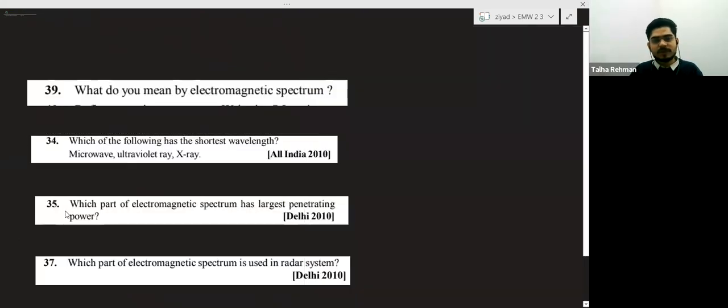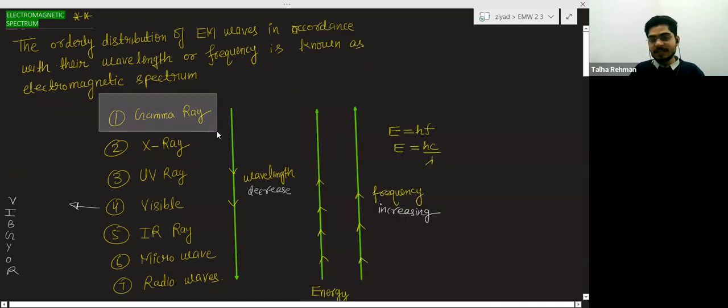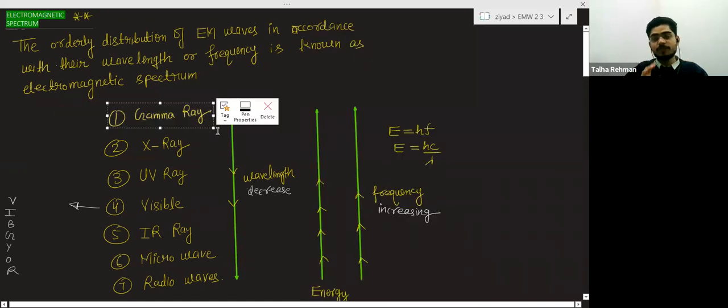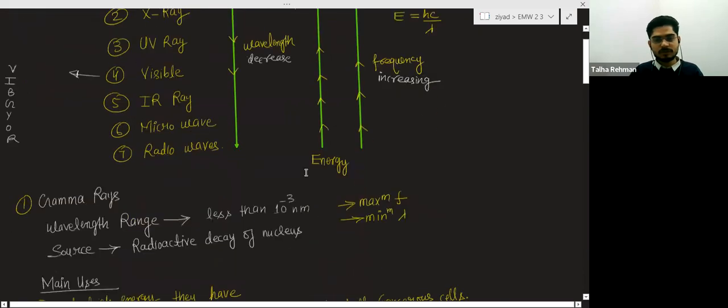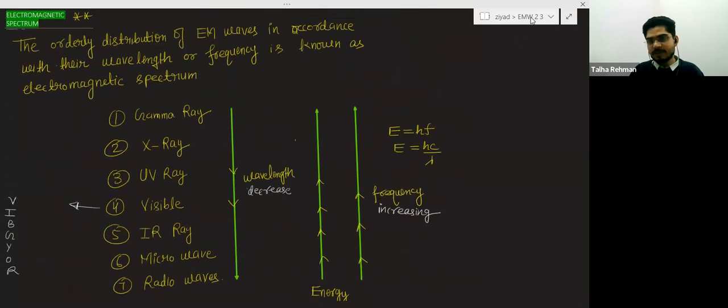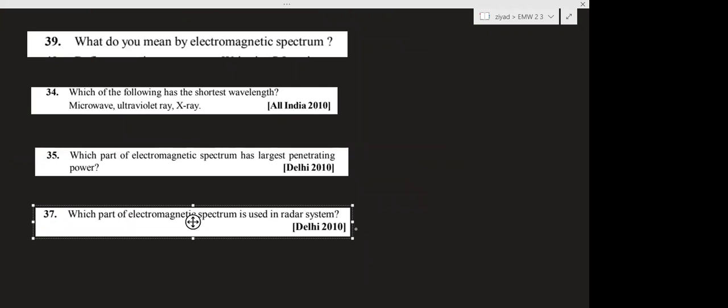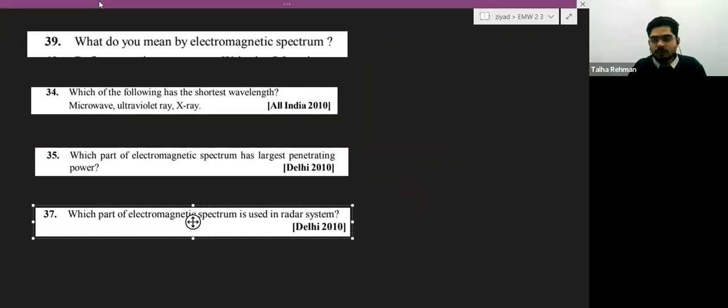They are saying which part of the electromagnetic spectrum has the highest penetrating power? Gamma rays. Gamma rays have the highest frequency, and I have told you the highest penetrating power also, due to strong penetrating power. I want to show you how questions will be asked related to this. And the last question: which part of the electromagnetic spectrum is used in radar systems? Microwaves. Very good. So these types of questions can be asked related to the electromagnetic spectrum.